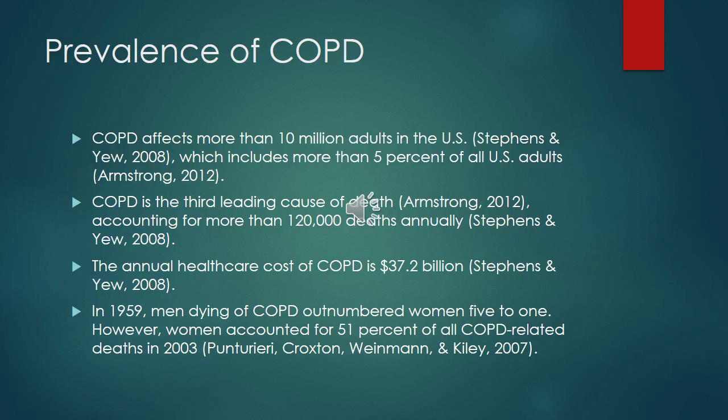Let's talk about the prevalence of COPD. According to Armstrong, COPD affects more than 10 million adults in the U.S., which includes more than 5% of all U.S. adults. It's actually the third leading cause of death among adults in the U.S., and that accounts for more than 120,000 deaths annually, according to Stevens and Yu. The annual healthcare cost associated with COPD is $37.2 billion, according to Stevens and Yu 2008.